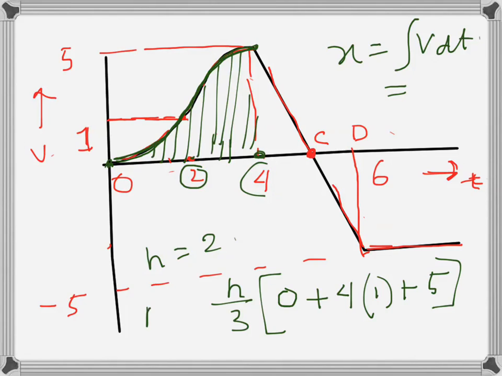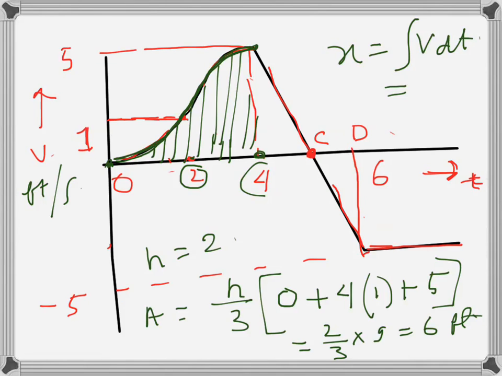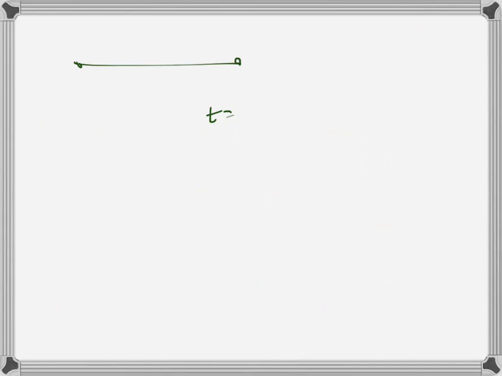So that's the area using Simpson's rule. It is an approximation, but that's what we can get, and h is of course 2, so it's just applying the three-value Simpson's rule. So 2/3 times, 4 plus 5 is 9, so that's 6 feet, since the velocity is in feet per second. So up to here it goes 6 feet in the positive direction. After t equal to 4 seconds, it has gone 6 feet in the positive direction from the origin.